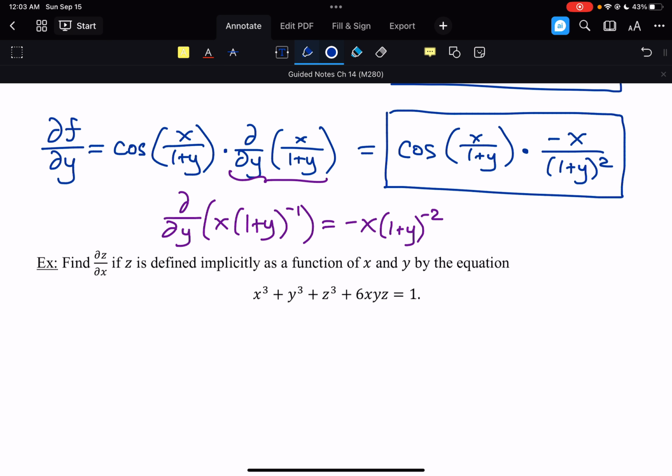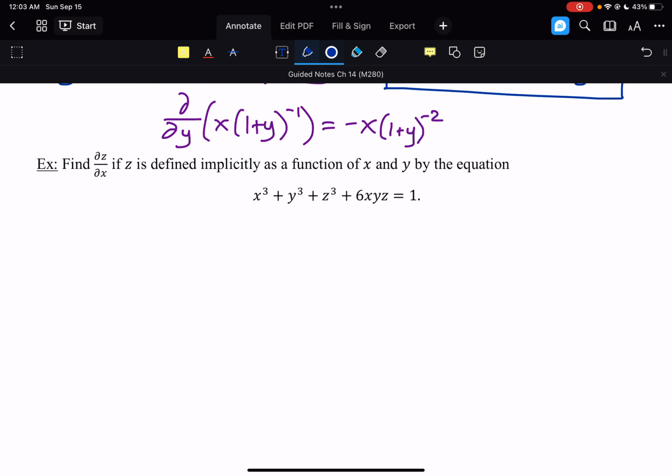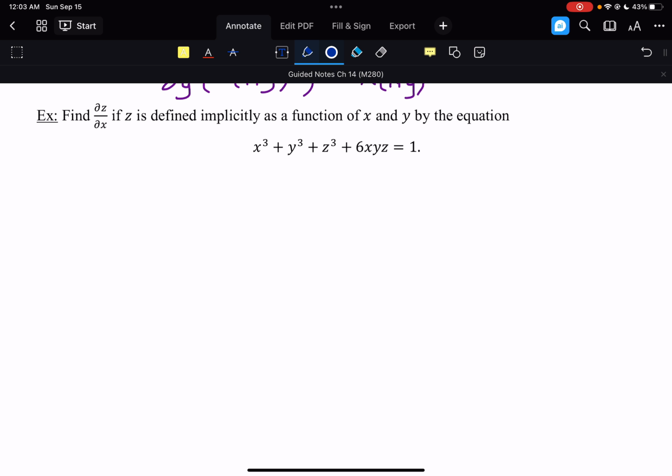For the next example here, we have some implicit differentiation. So like I said, the idea of the partial derivative does give us some help in simplifying derivatives without doing products and quotients and all that stuff. However, implicit differentiation is still a thing. So if we're going to find partial z with respect to x, z is defined implicitly as a function of x and y. So z is still the output, x and y are still inputs here.